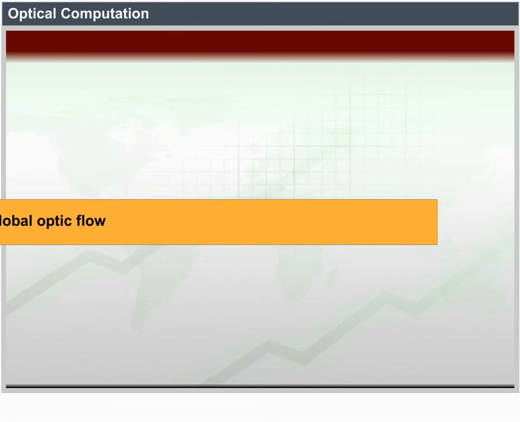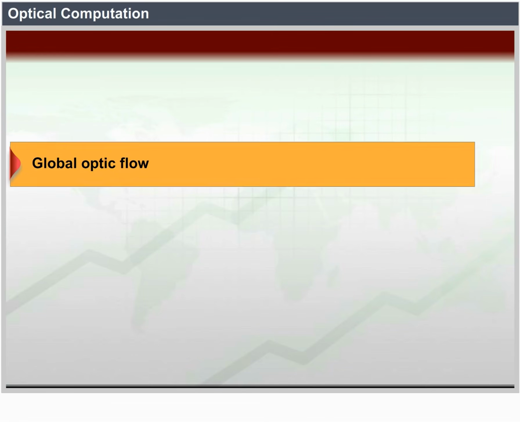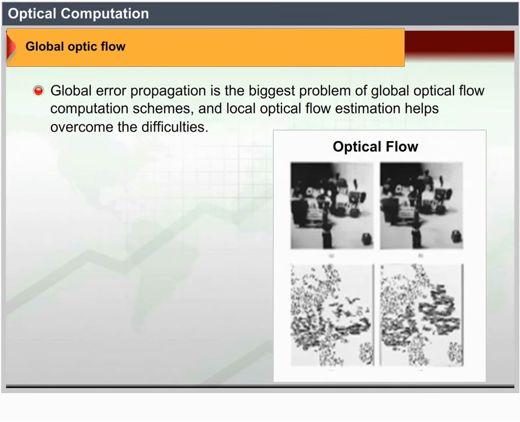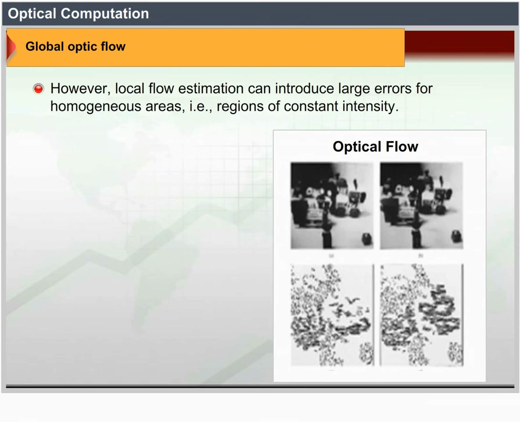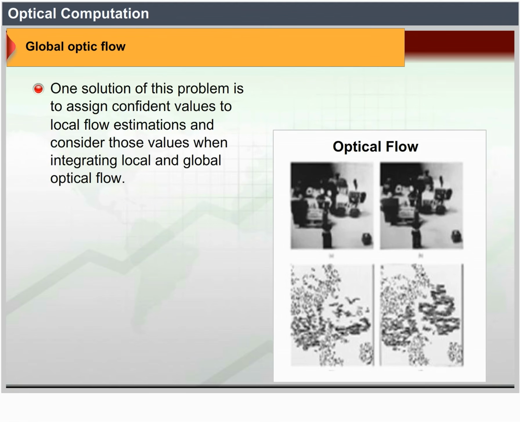Global optical flow. Global error propagation is the biggest problem of global optical flow computation schemes, and local optical flow estimation helps overcome these difficulties. However, local flow estimation can introduce large errors for homogeneous areas, that is, regions of constant intensity. One solution to this problem is to assign confidence values to local flow estimations and consider those while integrating local and global optical flow.